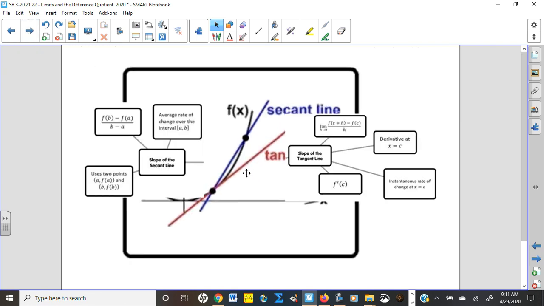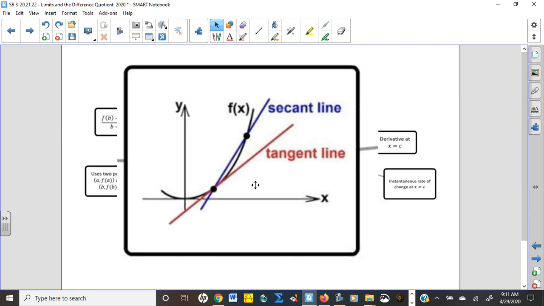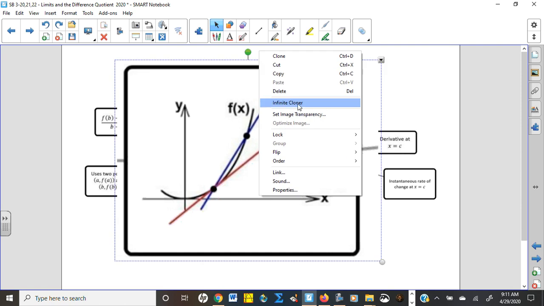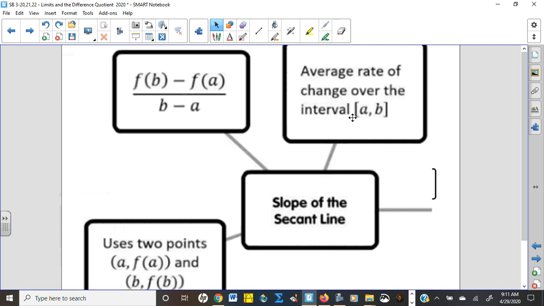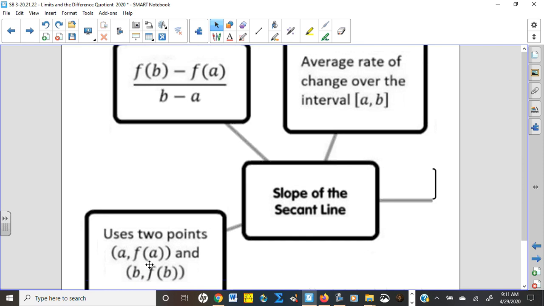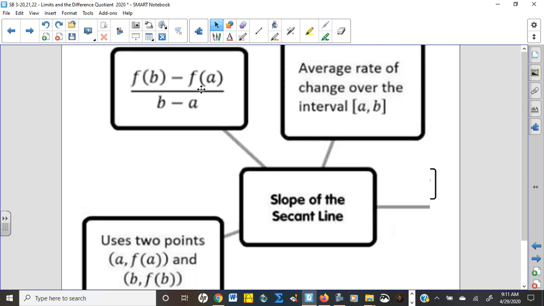Here's a picture of the same situation. Secant slope, tangent slope. What's the difference between them? Well, the secant slope is an average rate of change between a and b. There's our f of b minus f of a over b minus a formula. The points are a, f of a, b, f of b. I would have loved if they would have put the difference quotient in here because f of b minus f of a over b minus a is the same thing as f of a plus h minus f of a over h, just with the b turned into an a plus h, right?